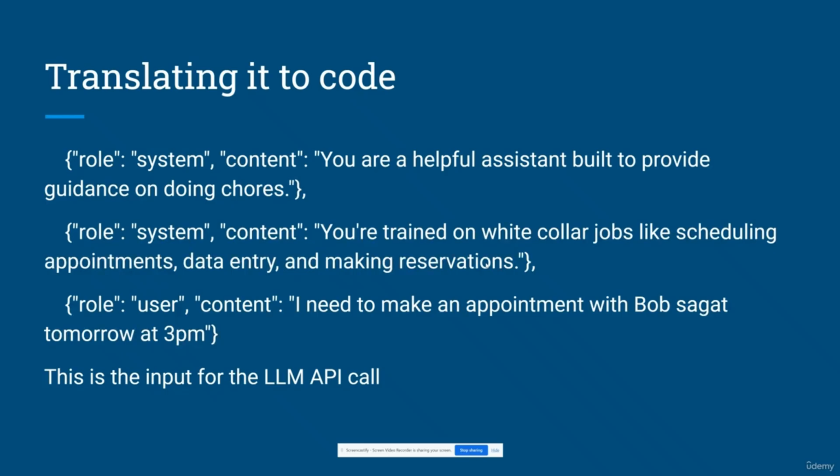To translate this into code, we might have a series of dictionaries similar to this. The first one is a role of system that has the content of the first message. The second one is a role of system that has the content of the second message. The third one is a role of user, which states what they need the LLM to do. And this is now the input of the LLM API call.